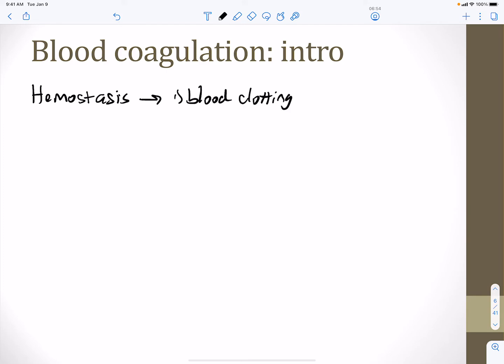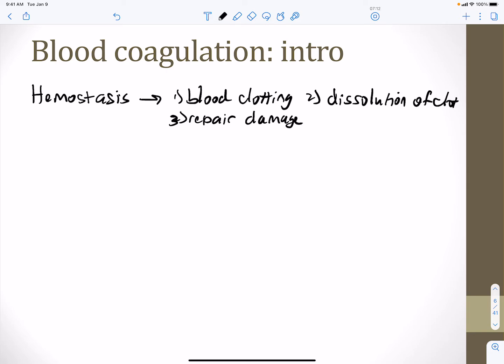So you have blood clotting, then you have to dissolve the clot. And then you have to repair the damage, and the damage can be in an actual tissue, in a blood vessel, or wherever it is. The plasma proteins produced by the liver primarily help to maintain this integrity within the circulatory system.